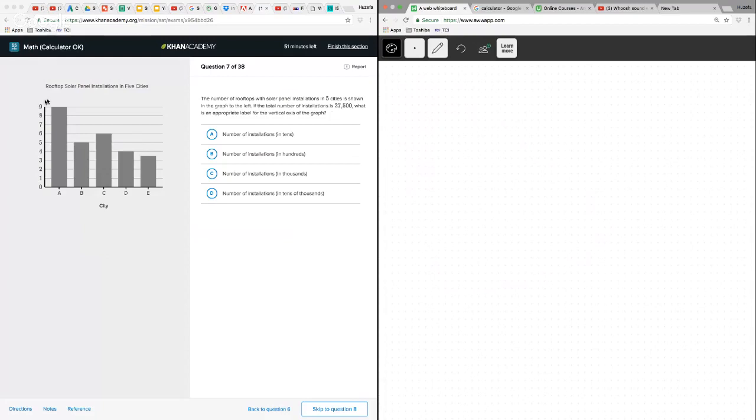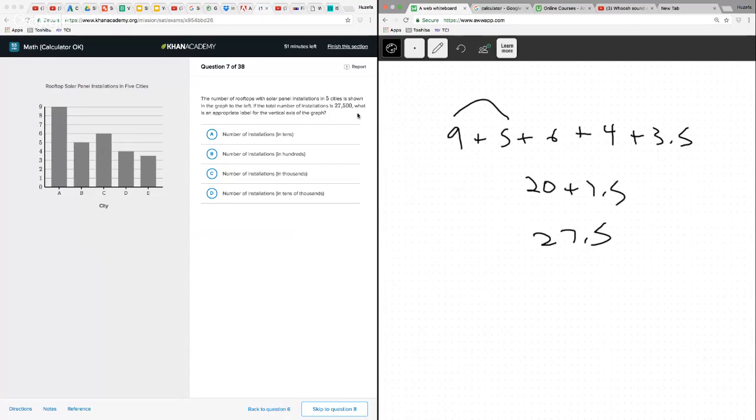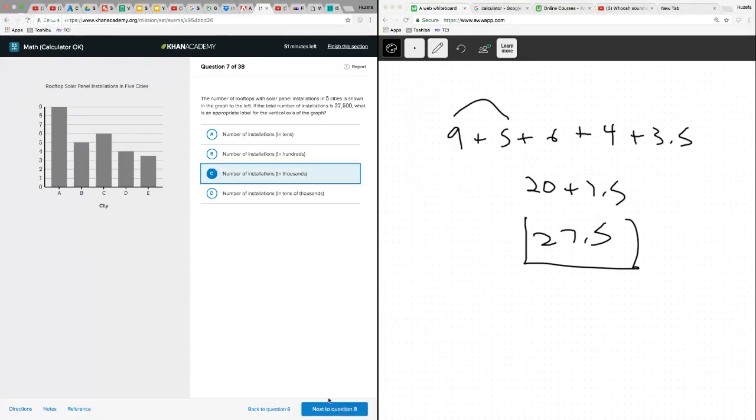So I'm going to add all these up. We got 9 plus 5 plus 6 plus 4 plus 3.5. So this is 14, this is 20, and then plus 7.5, 27.5. And 27,500. So it should be in thousands, right? Because 27.5, that means 9 represents actually 9,000. 5 represents 5,000, so it's in thousands.